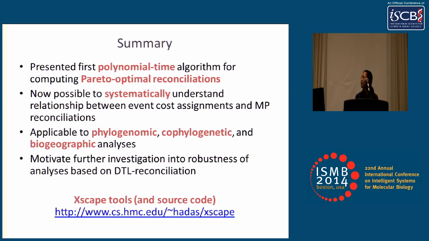So finally, in summary, what we've done here is we've presented the first polynomial time, so efficient, algorithm for computing these Pareto-optimal reconciliations. And that makes it now tractable to systematically understand the relationship between these event cost assignments and the reconciliations. I've shown how this is applicable to the phylogenomic and the co-phylogenetic communities, but again, it's also applicable to biogeographic analysis. And in my results, I've shown that some of these events might not be robust, and we might actually want to explore this space. And so this motivates further investigation into the robustness of previous analyses based on event-based reconciliation.